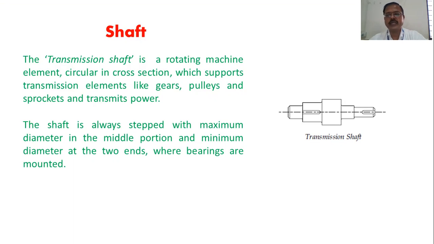The steps are provided on the shaft in order to support or rest the rotating elements like gears, pulleys and sprockets. Keyways are provided on the shaft in order to prevent the relative rotating motion between the shaft and the hub of the gear or the pulley. The minimum diameter, as it is seen over here, where the bearings are mounted, is the calculated diameter, and we can have additional diameter at different portions.